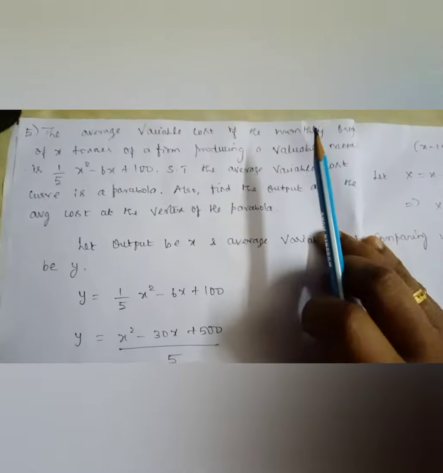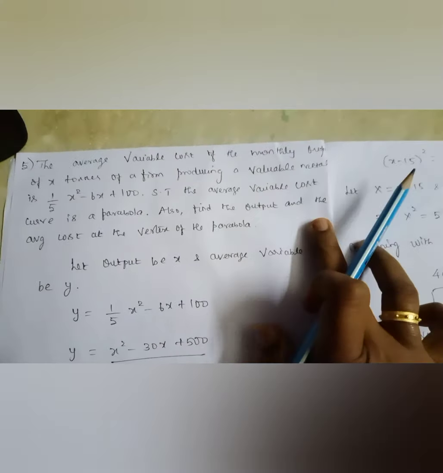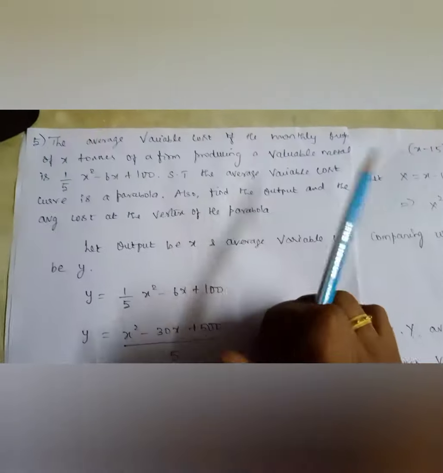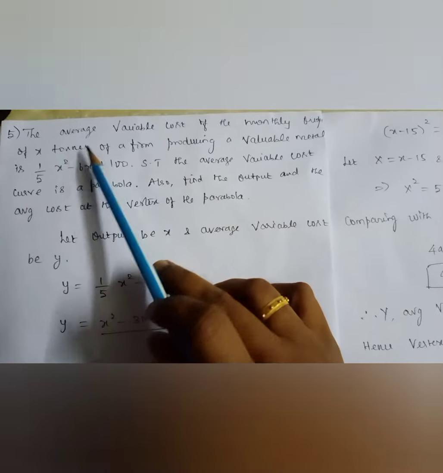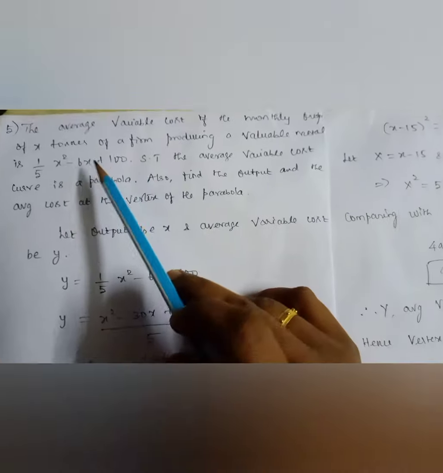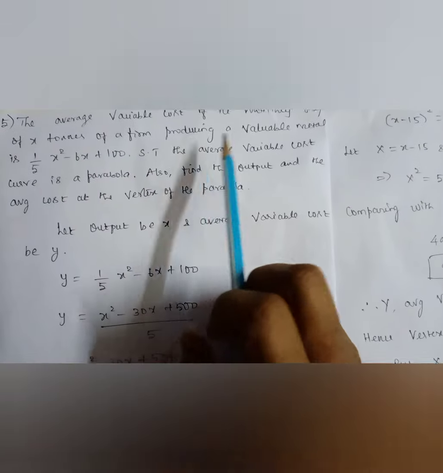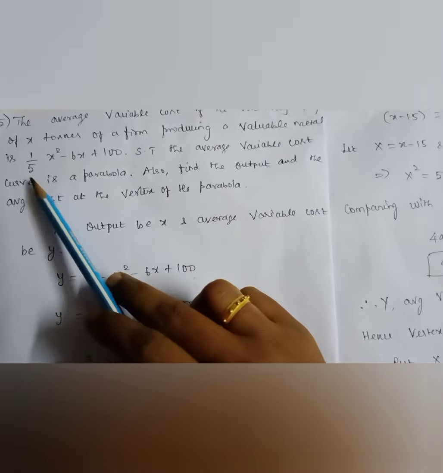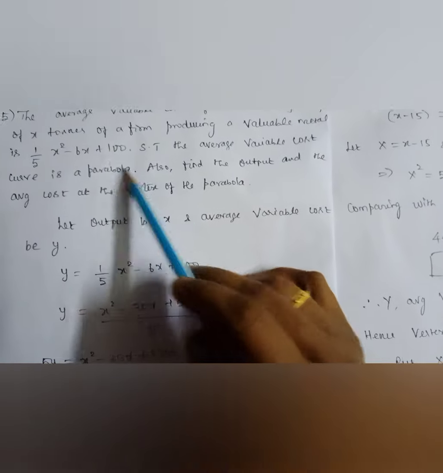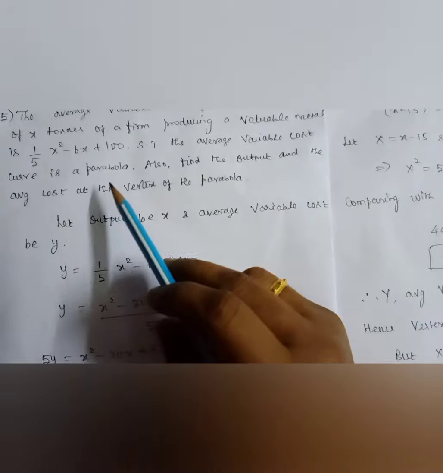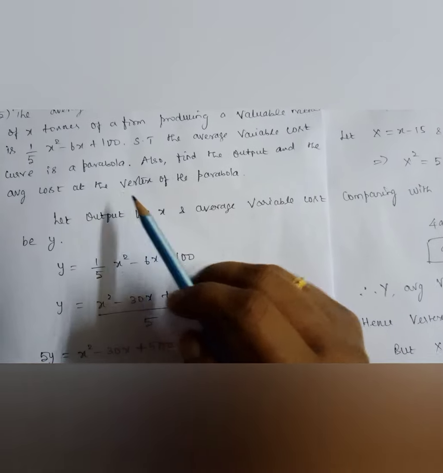Now the fifth sum, this is a very important 5 mark sum. This is actually a practical sum. There are more possibilities for these sums to come in the 5 marks. The average variable cost of the monthly output of x tons of a firm producing valuable metal is 1 by 5 x square minus 6x plus 100. That is, y was given to be this expression. Show that the average variable cost curve is a parabola. We need to show that it is a parabola.